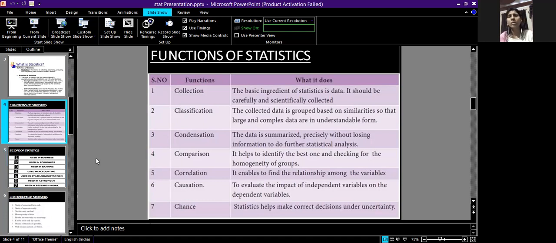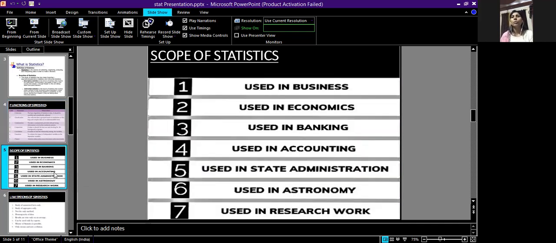Whether we are going to take a decision regarding business or we are talking about government policies, and so many different areas are there where statistical functions are performed. So statistics helps to make correct decisions under uncertainty, because everything is uncertain. When we are talking about future decisions, everything is uncertain. So to go up to some extent of certainty, we are being helped by this science, which we call statistics.